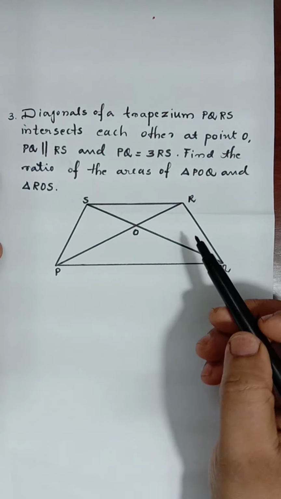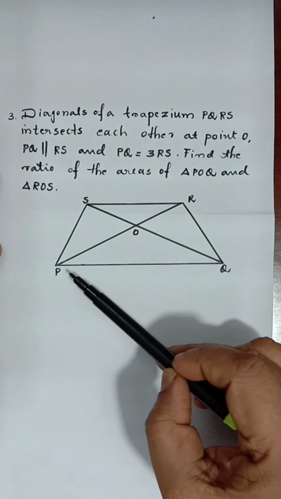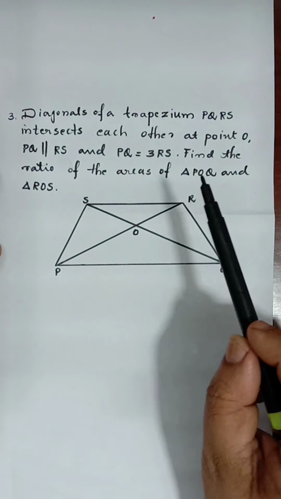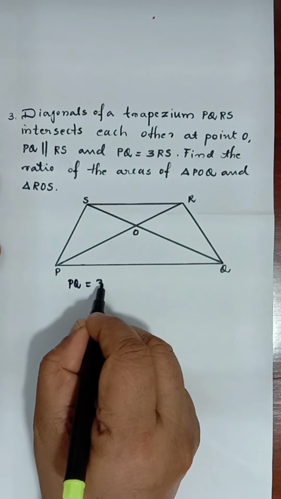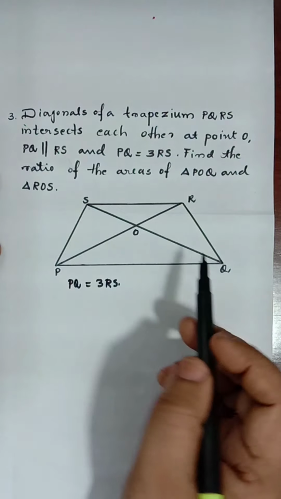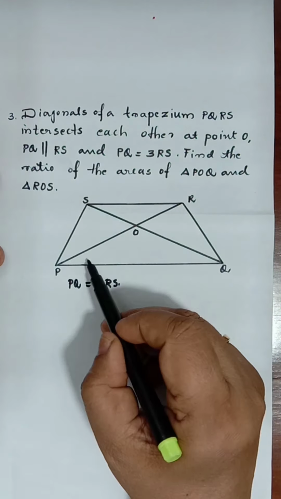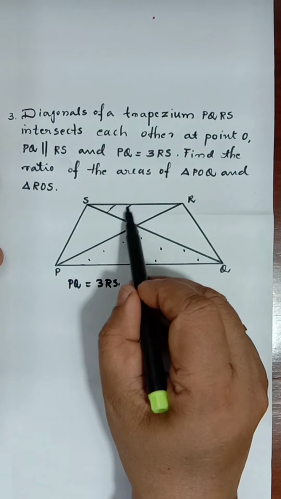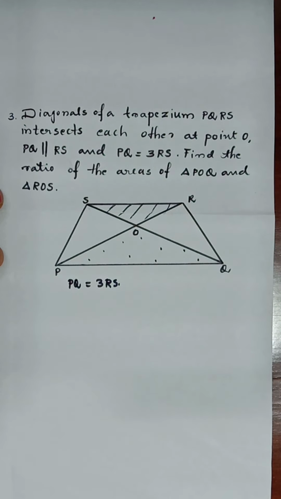Diagonals of a trapezium PQRS intersect each other at the point O. PQ is parallel to RS, and PQ equals 3RS. Find the ratio of areas of triangle POQ and triangle ROS. POQ is this triangle, and ROS is this triangle. These are the two triangles. We have to find the ratio of their areas.